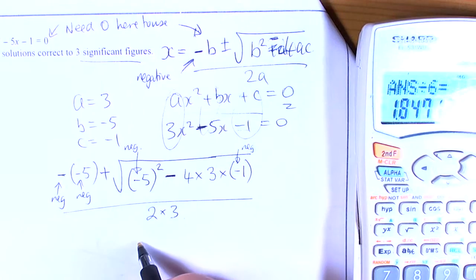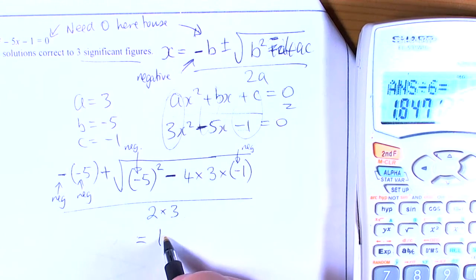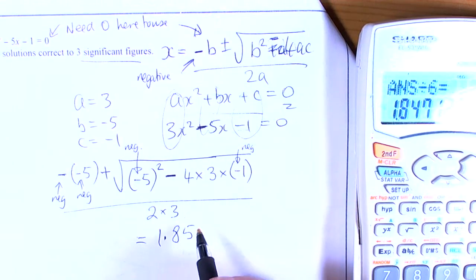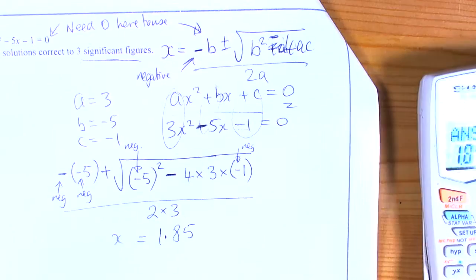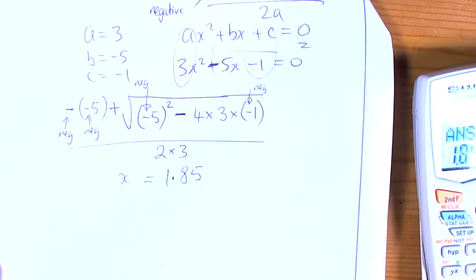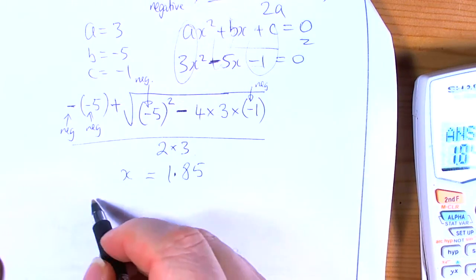So that gave me an answer on my calculator of 1.85. Because the question wanted 3 significant figures, then it's 1.85. So that's one of my values. I then have to go through and work out the takeaway part.